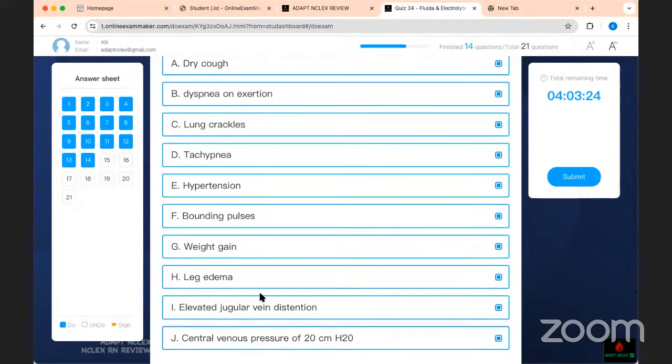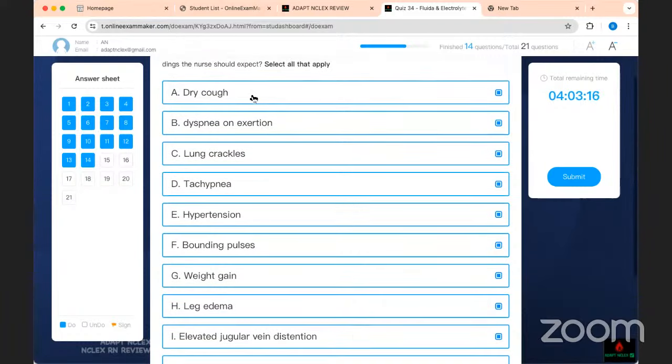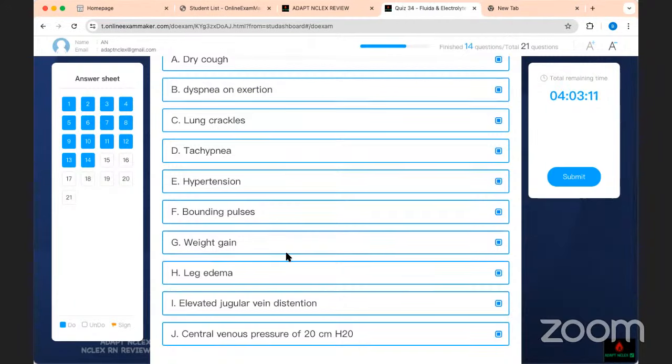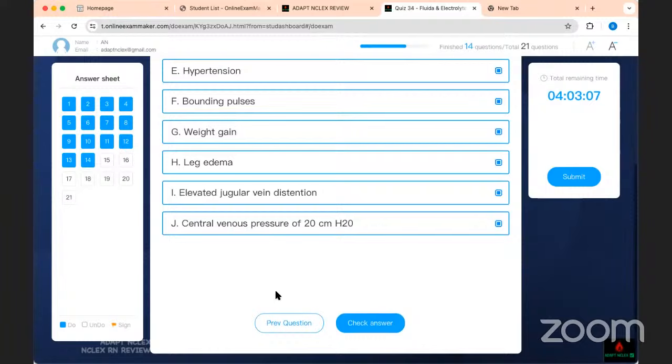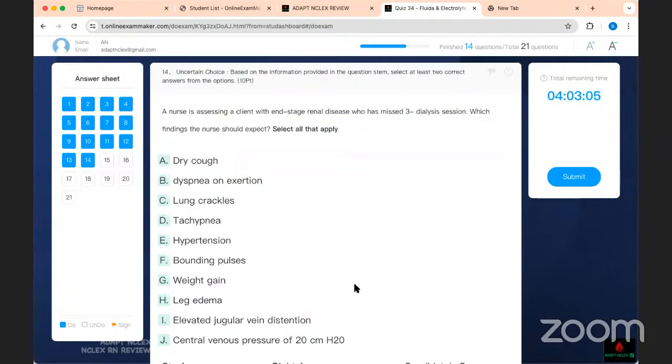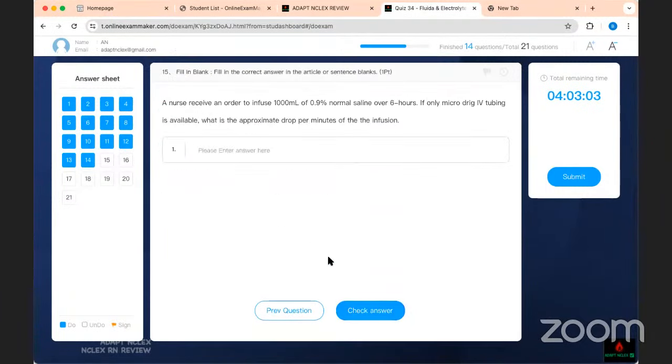These are obvious if you know the content, that this is all signs and symptoms of fluid overload. So that's what you see: dry cough, dyspnea, lung crackles, tachypnea. But I don't want you to memorize it. I just want you to apply it. But this is what you're going to expect. All of them are signs of fluid overload. We will leave this one.